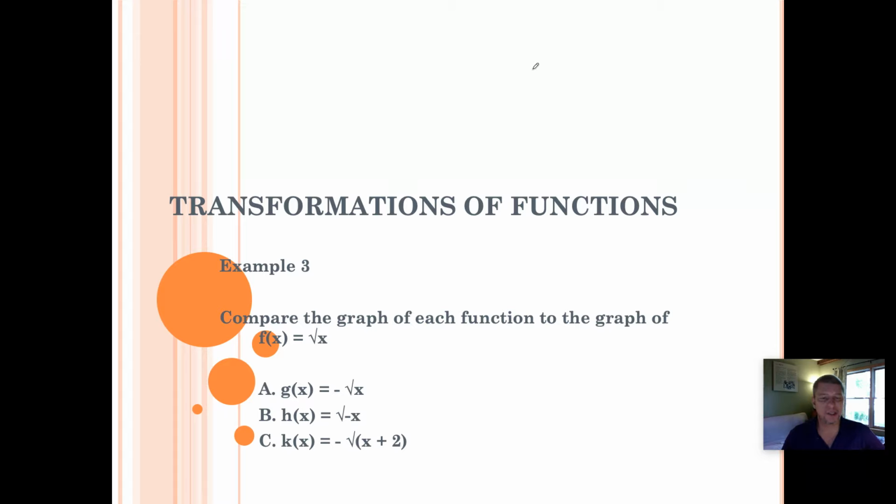g of x equals negative the square root of x. In this case, I'm taking the whole function of f of x and making it negative. And so what does that do? Well, it changes the value of y from a positive to a negative, or from a negative to a positive. And so that is a flip right around the x-axis.